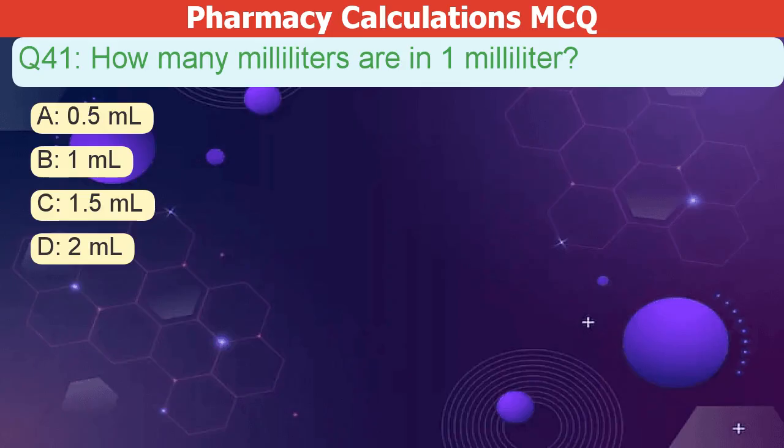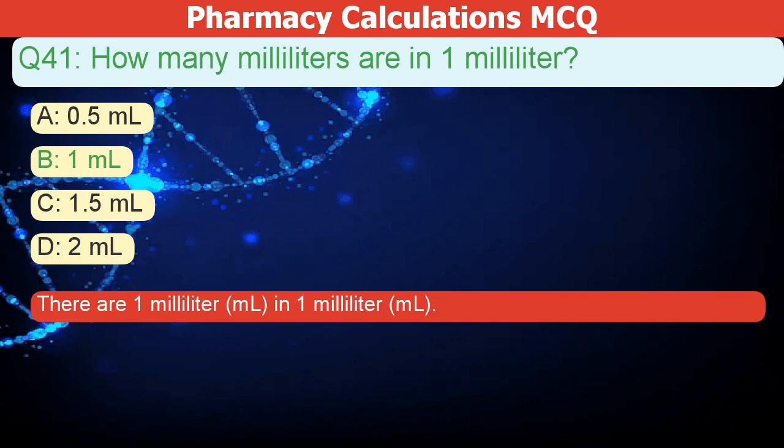How many milliliters are in 1 milliliter? A. 0.5 milliliters. B. 1 milliliter. C. 1.5 milliliters. D. 2 milliliters. The correct answer is B. There is 1 milliliter in 1 milliliter.